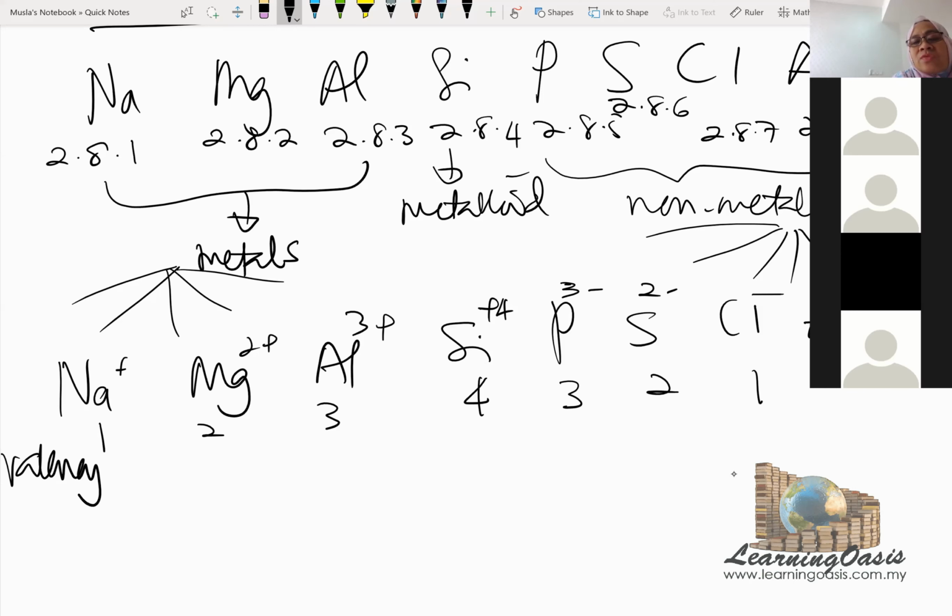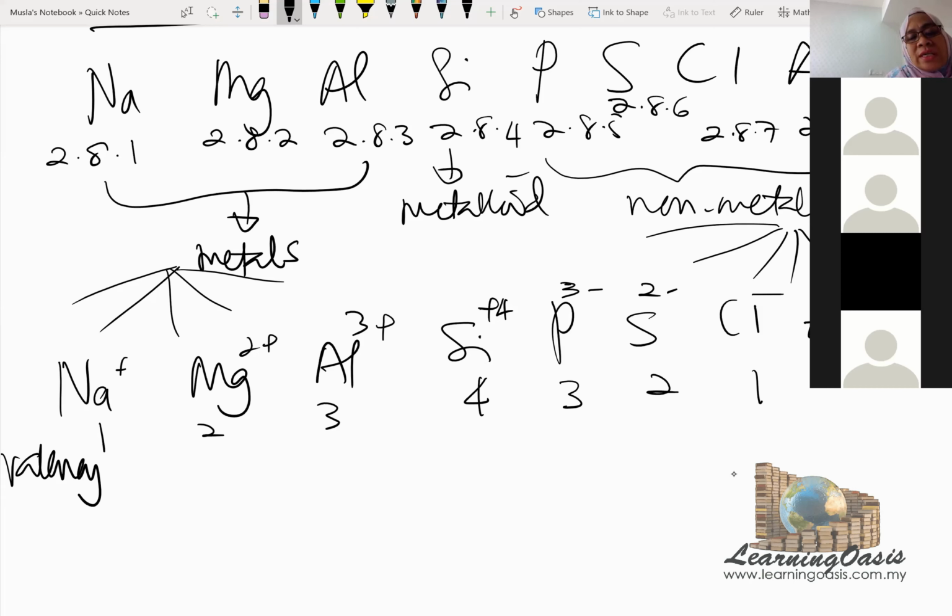Valency and charges decrease from silicon to chlorine. Reason? Valency decreases from 3 to 1 because from phosphorus to chlorine, it gains 3, 2, and 1 electrons to achieve octet. Careful, it gains, not loses. Talk about stability.